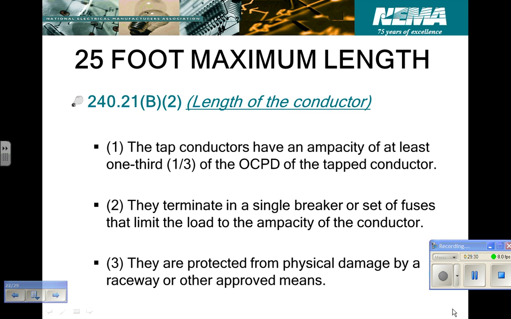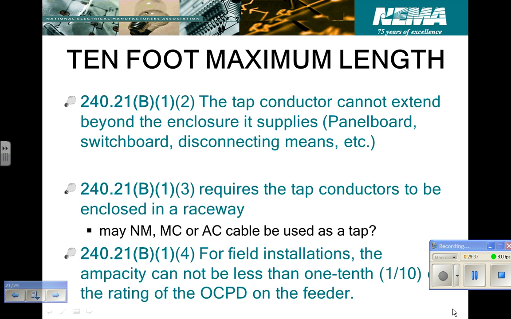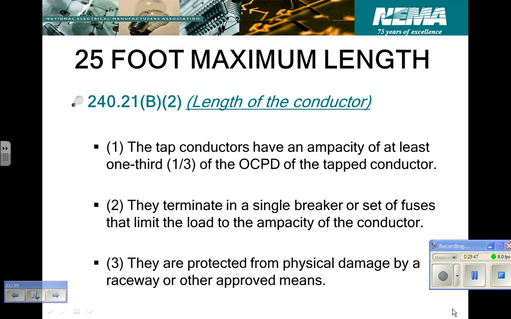Okay. Length of the conductor. The tap conductors have the ampacity of at least 1/3. Oh, we've jumped over the 25-foot tap rule. Sorry. Okay, we want to finish this up. 1/10. What are they talking about? 1/10 of something. Not sure. Okay, we'll come back to that. Let's go to the 25-foot tap rule. So if it's over 10 feet but less than 25 feet, we can use the 25-foot tap rule.